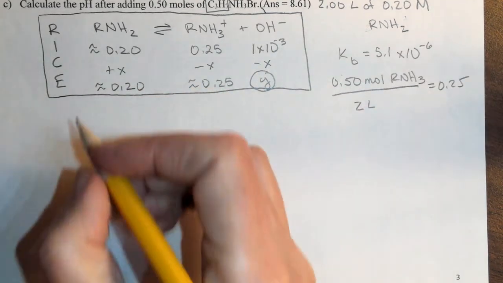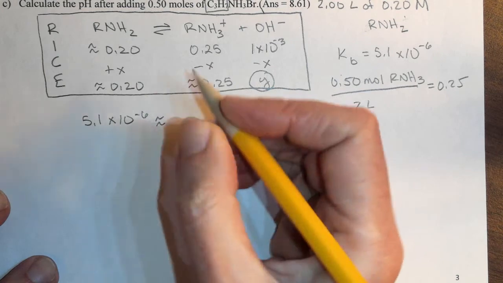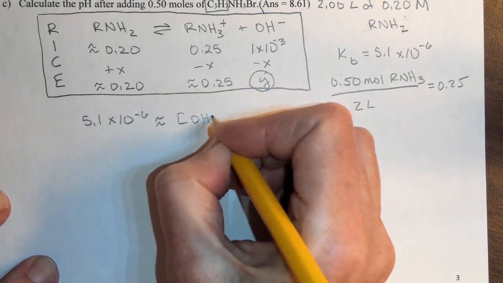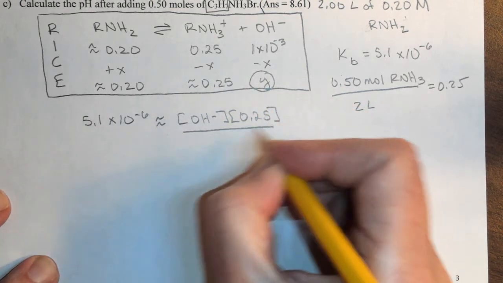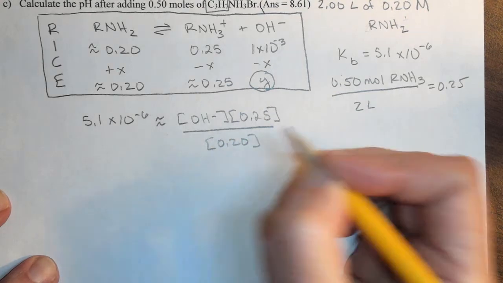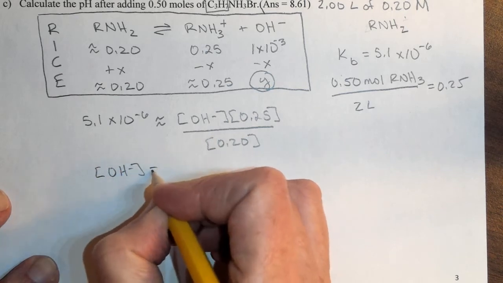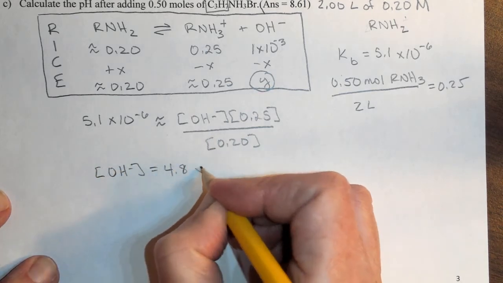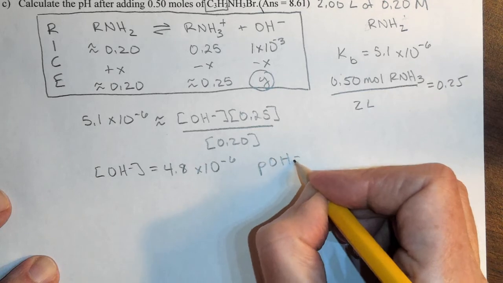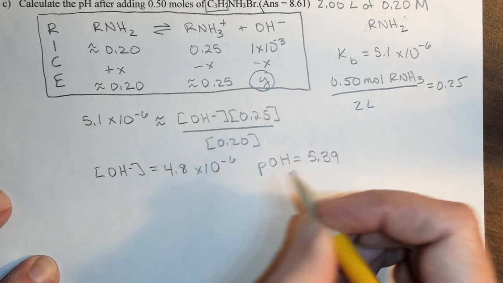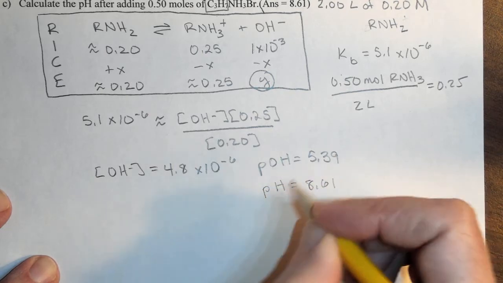So what we have is 5.1 times 10 to the negative sixth is approximately equal to hydroxide ion concentration times 0.25 over 0.20, and that means that our hydroxide ion concentration is equal to 4.8 times 10 to the negative sixth. Our pOH, we take the negative log, is going to be 5.39. So our pH, that's what the question asked for, is 8.61.